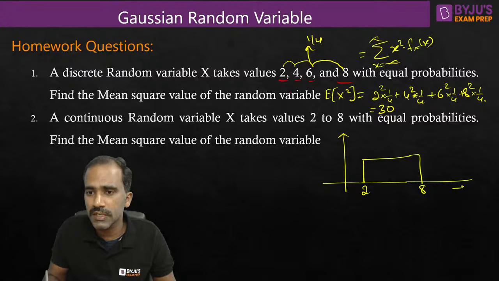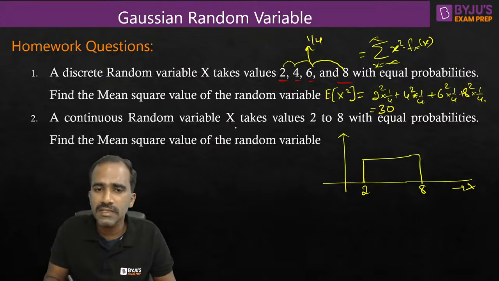They can also ask the question in a different way. They can say a continuous random variable x is uniform, or a continuous random variable has a uniform distribution.